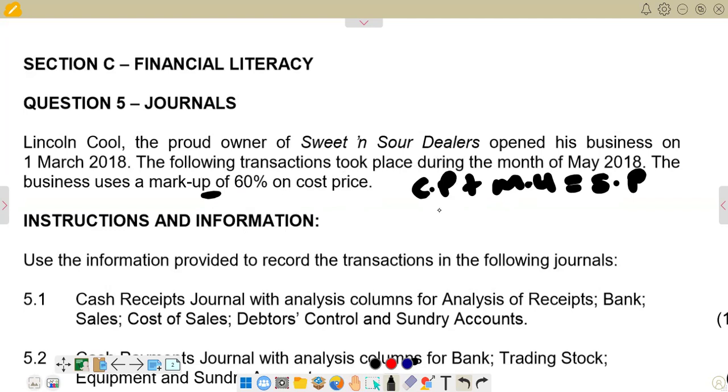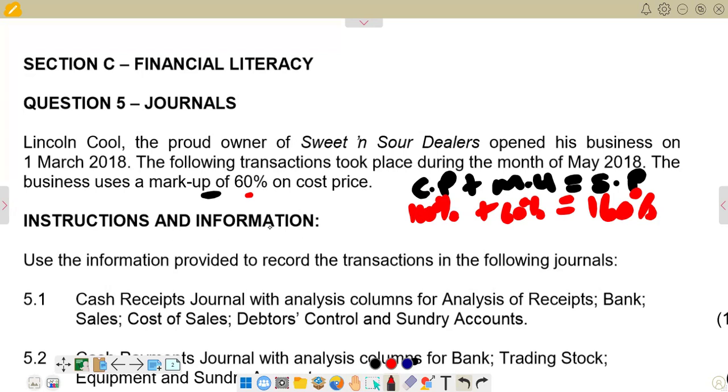So in this case, remember the cost price is always 100%. So here we put 100%, and then the markup varies with the question. In this case, we put a markup of 60%, which means we are going to say plus 60%. And when we do that, we are going to get 160%. So this is the representation that we have there on markup.